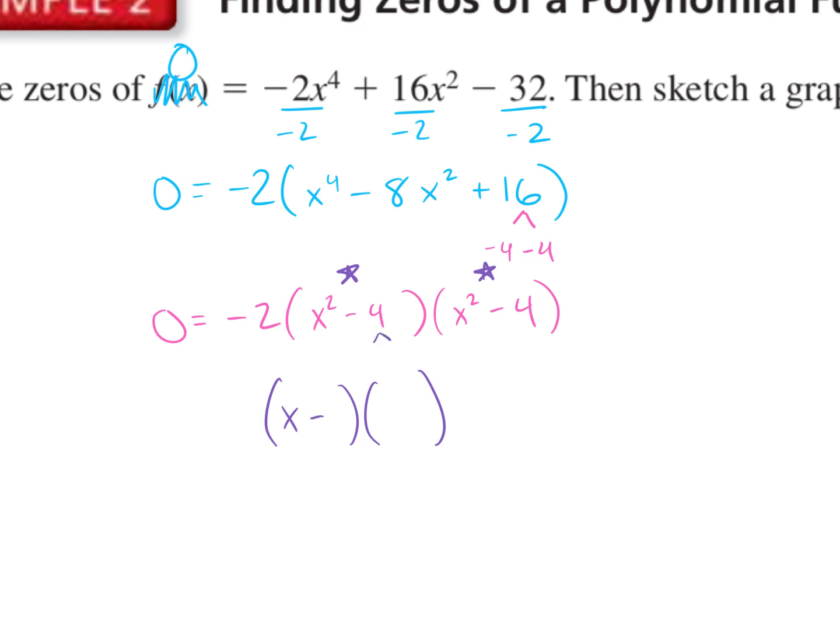4 breaks into what? 2 and 2. So x minus 2 and x plus 2. And then the other one's the same thing. X minus 2 and x plus 2. Because the difference of squares factors into a plus and a minus.